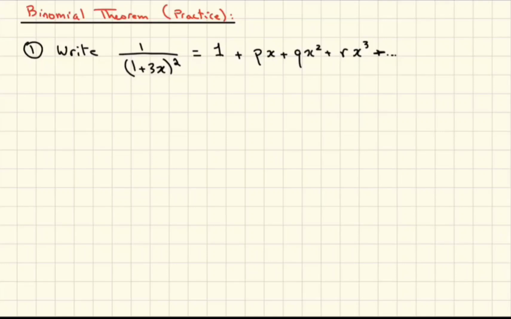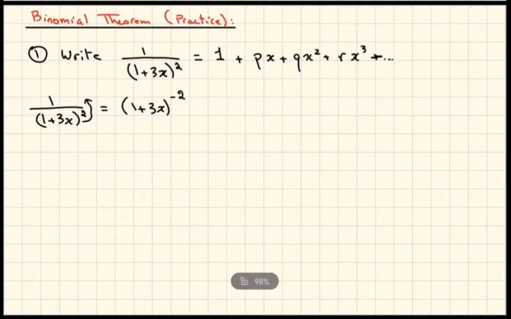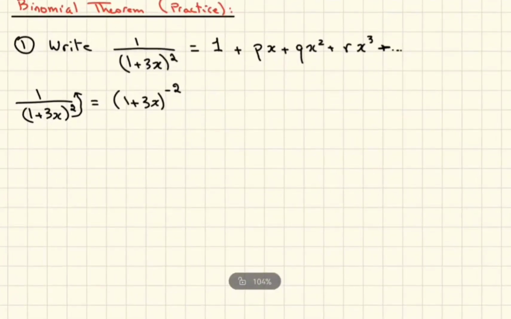Now, the first thing, whenever we have a fraction, we cannot use binomial theorem directly. So in this case, we have to take the denominator up, and as we know, whenever we change the place of a number or a factor from the denominator to the numerator, we have to change the sign of the exponent. So we get 1 plus 3x exponent negative 2.